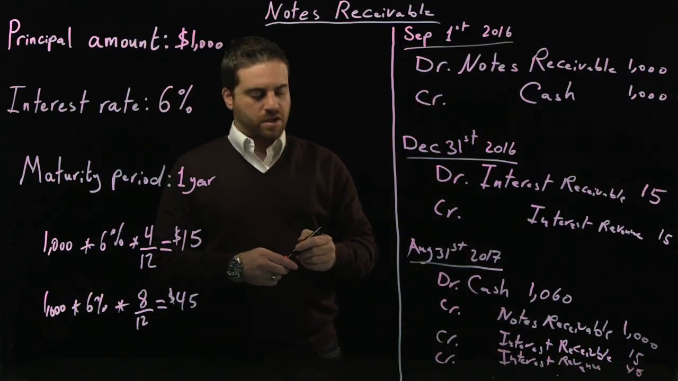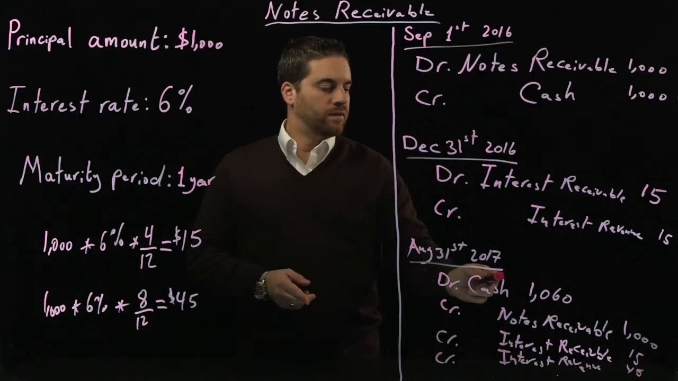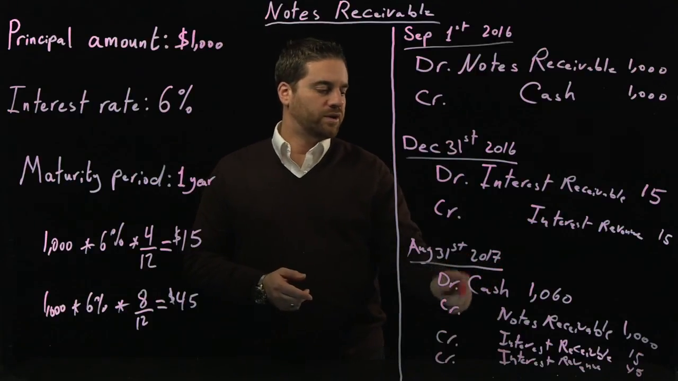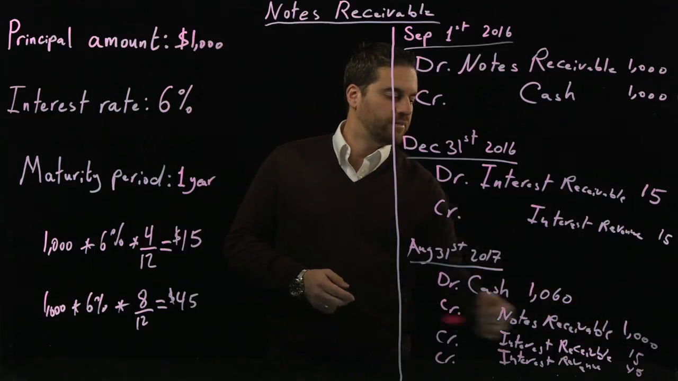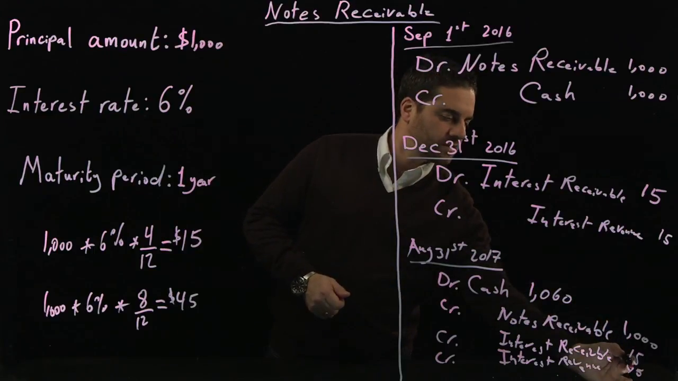Okay, so remember that your total debits have to equal your total credits. We have a debit of 1,060, and then the credits, if you add all these amounts, you will get 1,060.